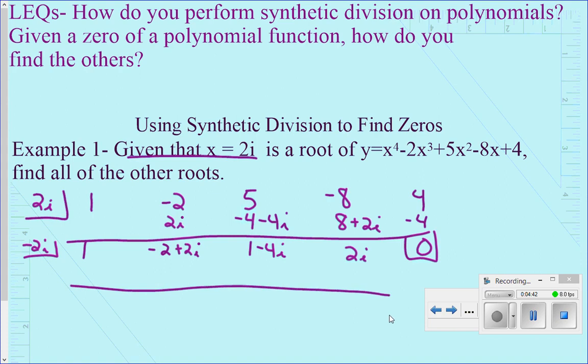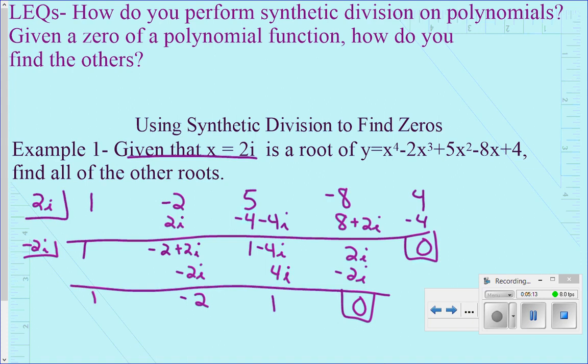So I'm going to put my equal sign below those numbers, and I'm going to run through synthetic division a second time. So 1 comes down, 1 times -2i is -2i. The 2i and the -2i cancel out, and I'm left with -2. -2 times -2i is +4i. The i's cancel out and we're left with 1. And 1 times negative 2i is negative 2i. And that combines to 0, which we expected.